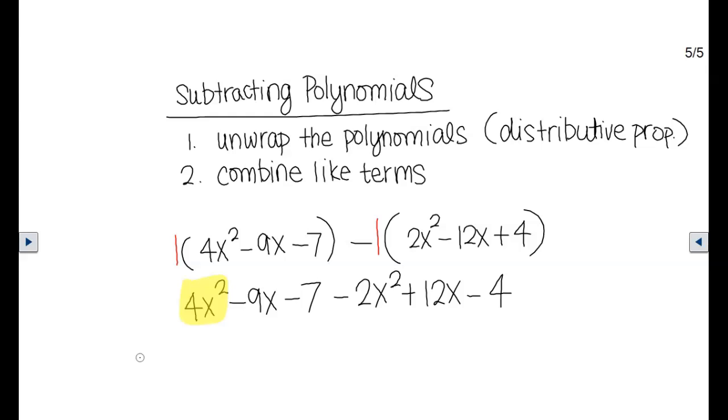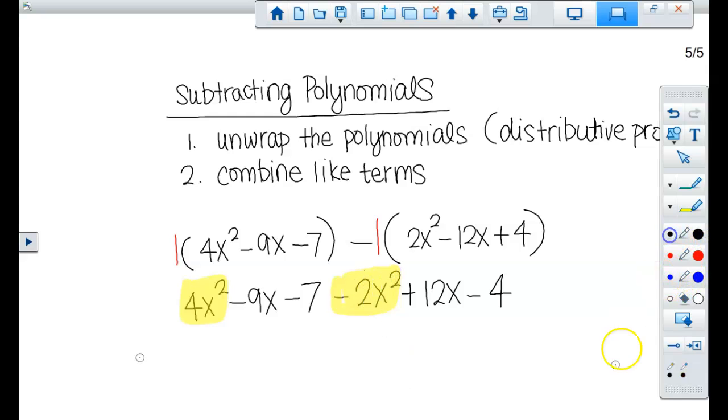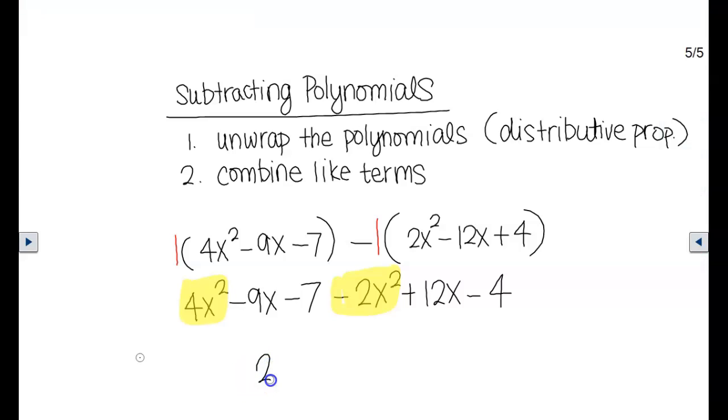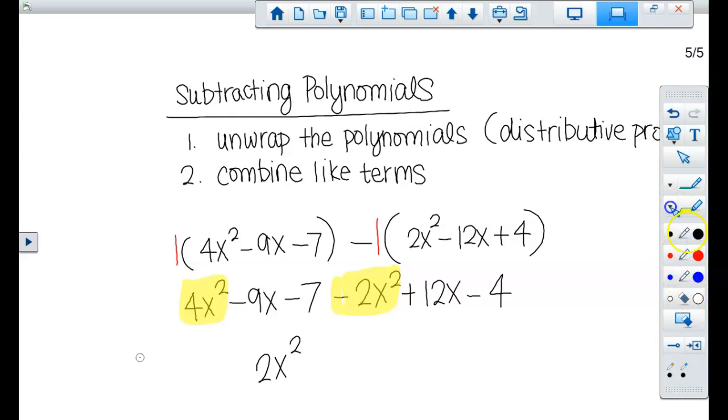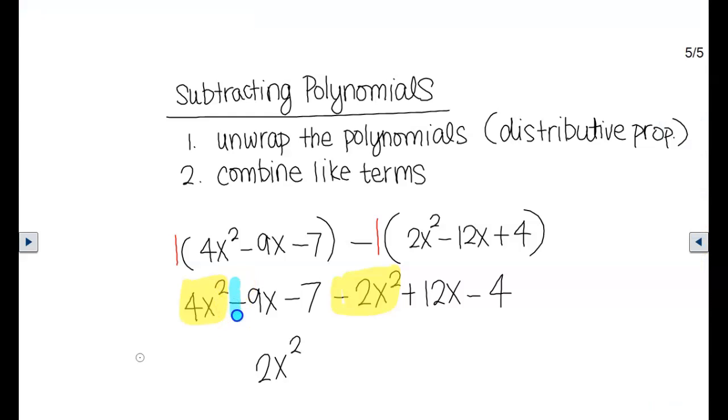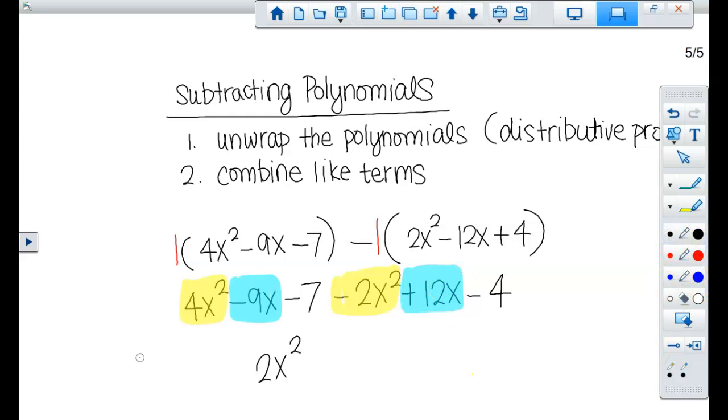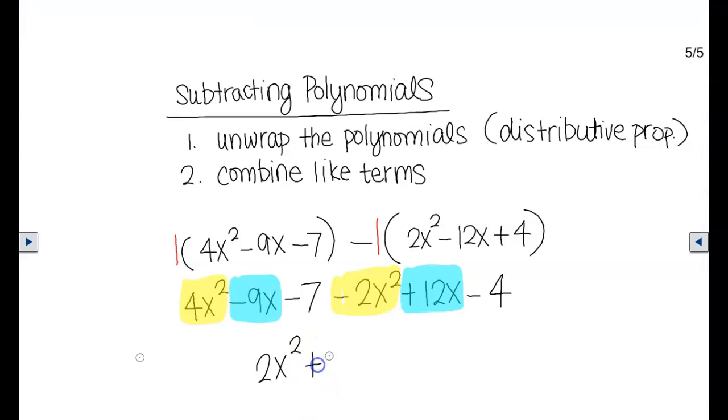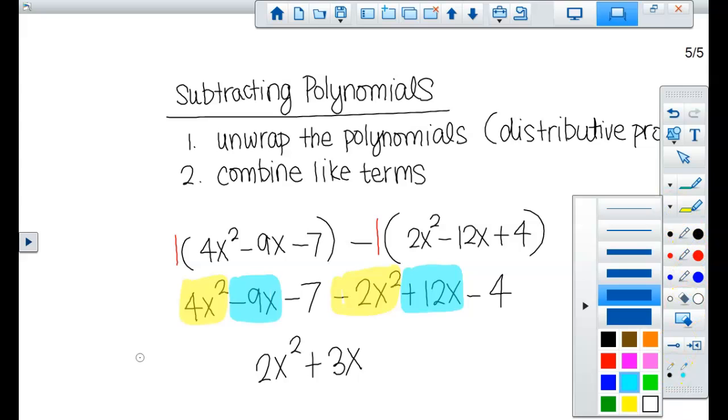4x squared, we're ending with an x raised to the second power. This is the term that has that same ending. So notice we are doing 4 minus 2 to get us 2x squared. All right, next term in line is a negative 9x. He ends with an x. So does this guy. So look what they're telling us to do. They're telling us to do a negative 9 plus 12. That is a positive 3. And that ending will be the same, so still an x.